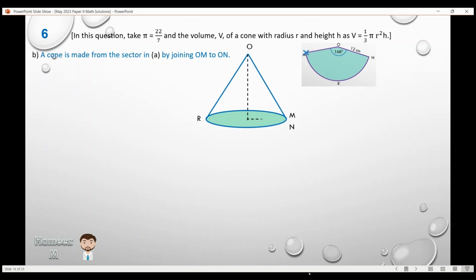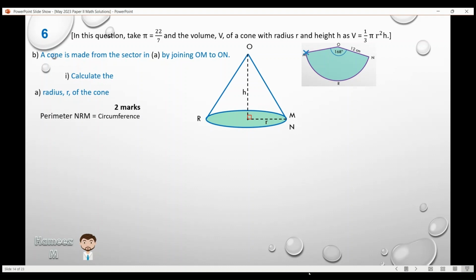Now let's recall, since it's a right cone, then we can drop a line from the top at O straight down to the center of the circle. We can call that the altitude, or H, its height, and the radius of the circle is R, and they will form 90 degrees between each other. So it's the perpendicular height. Now part 1 is asking us to calculate the radius R of the cone.